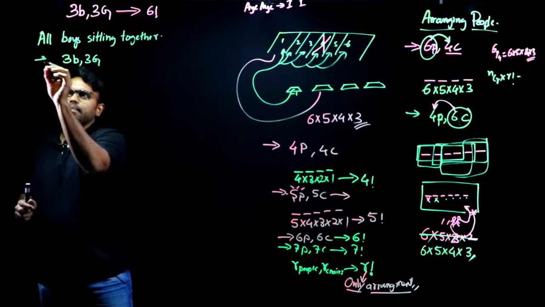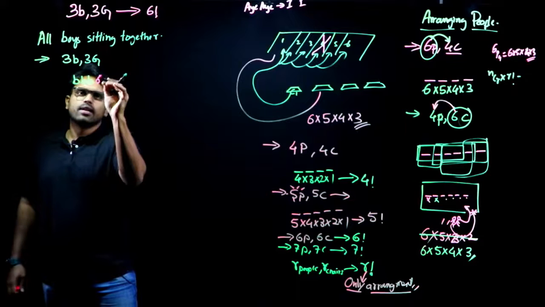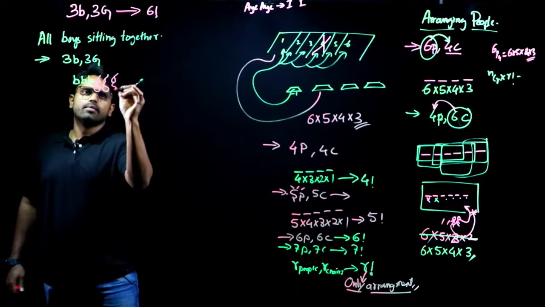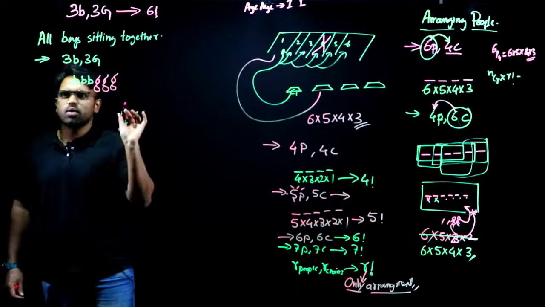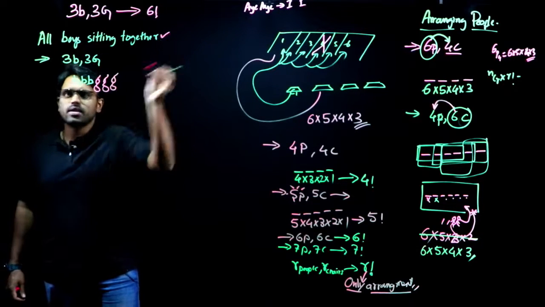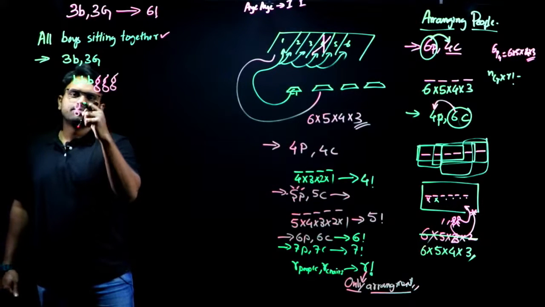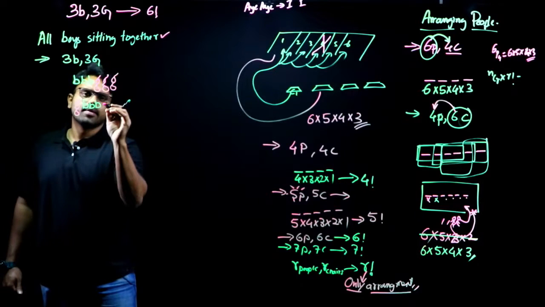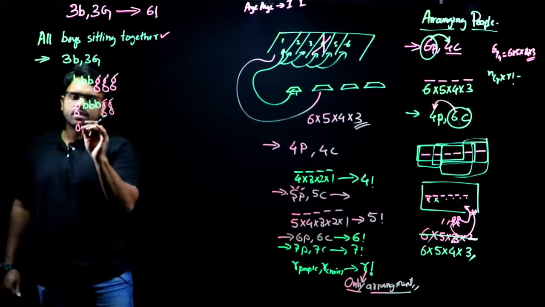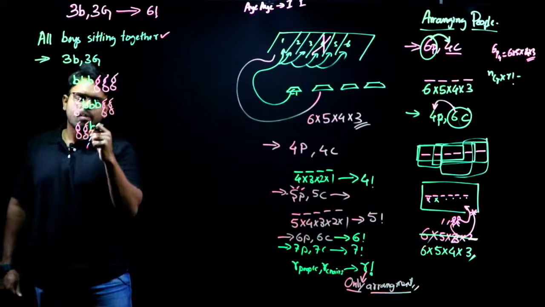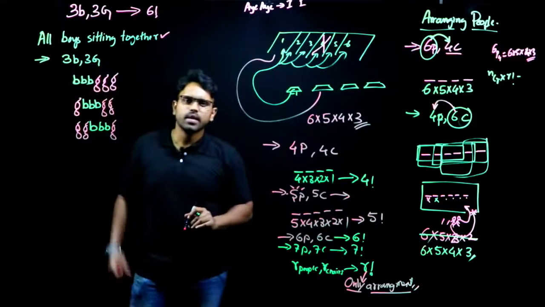So how will I write it? 3 boys, 3 girls. Boy, boy, boy. Next, 3 girls are there: girl, girl and a girl. Now what is the other way I can write? Boys should be together. That is the only condition given to me. So I start with the condition: boy, boy, boy, girl, girl, girl. Or I can write it like this: girl, boy, boy, boy, girl, girl. Or girl and a girl first, then boy, boy, boy, and then a girl in the end.